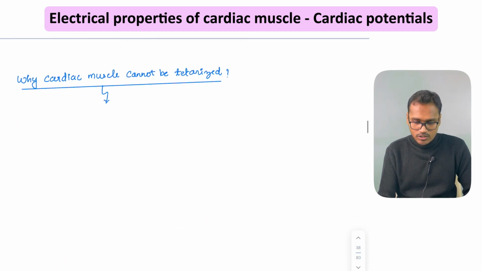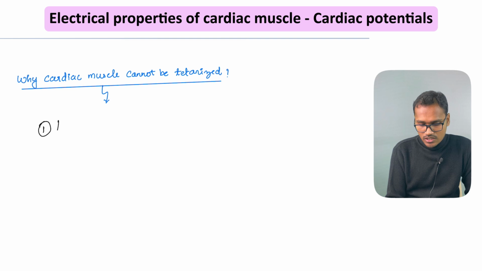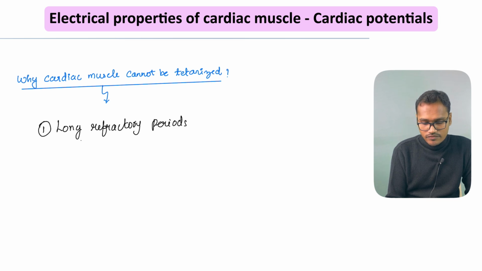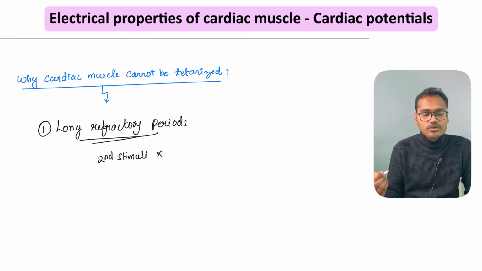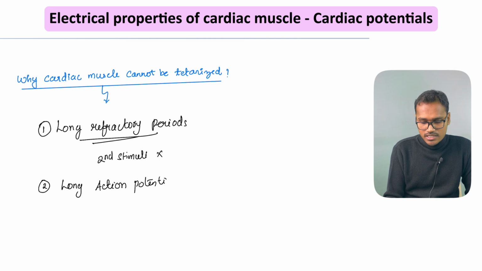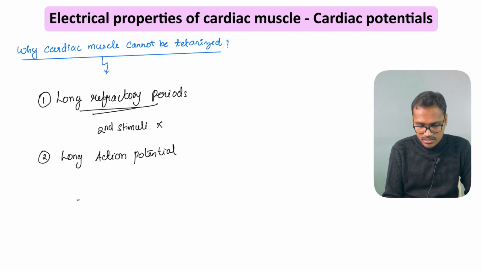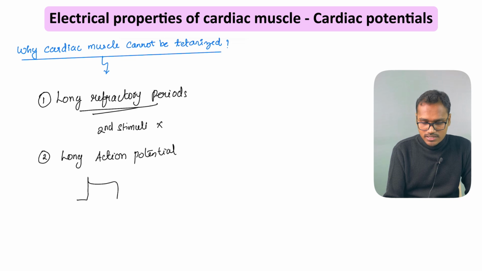So let's try to understand why it cannot be tetanized. First one, it has a long refractory period. Because of this long refractory period, a second stimulus is not going to be of any help. A second stimulus is not going to generate any further enhancement. Next thing is, it has a long action potential itself. By the time we are modulating the action potential, the contraction of the cardiac muscle itself is going to be complete.